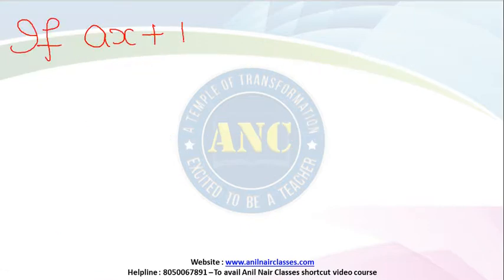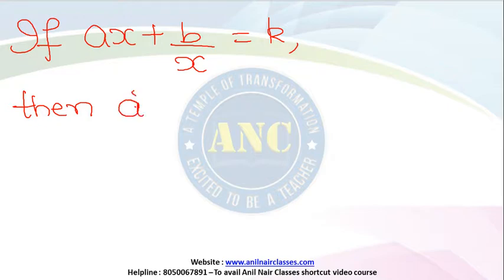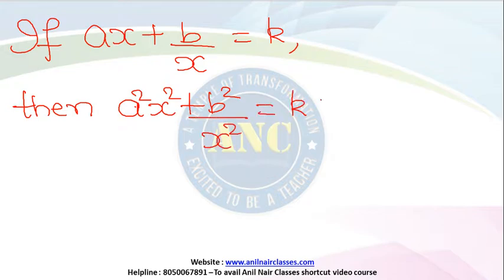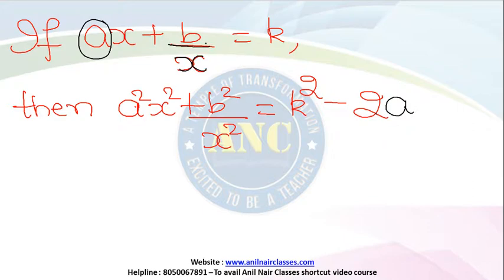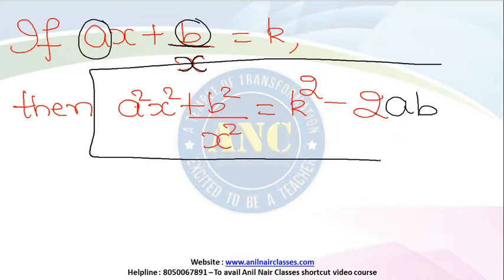If ax plus b by x is equal to k, then a very important point is that a square x square plus b square by x square is, earlier we knew a form called k square minus 2. Write down the same k square minus 2 right now also, but for this 2, multiply the coefficient of x, that is a, with the coefficient of 1 by x, that is nothing but b. So the final expression is k square minus 2ab.